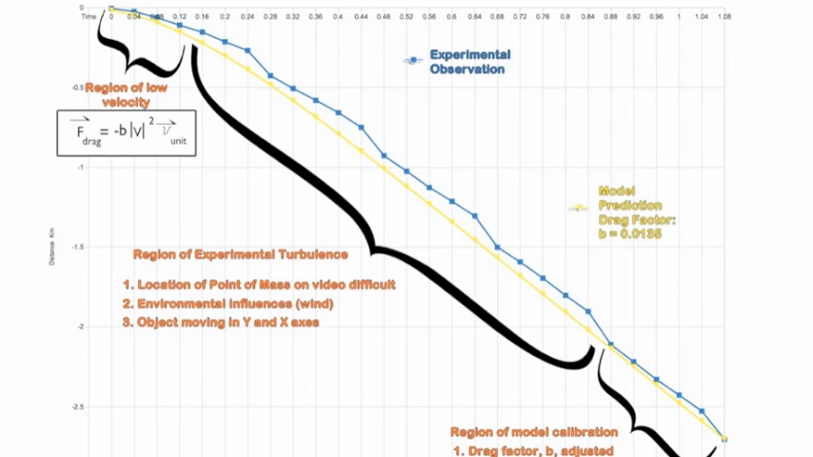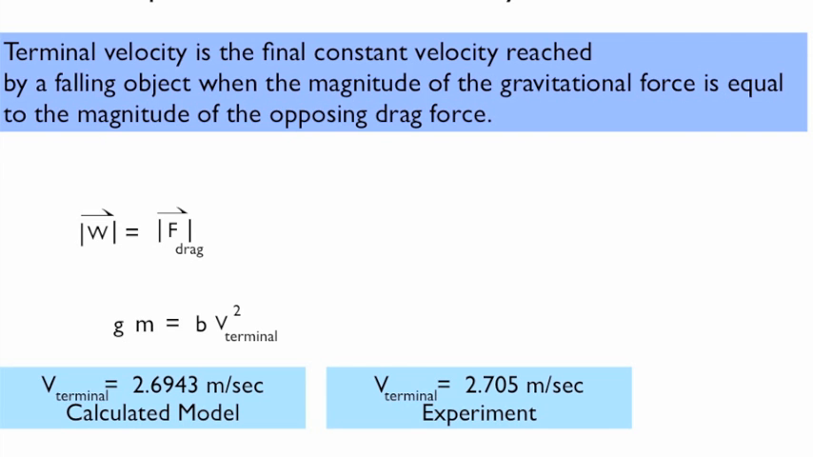Terminal velocity is the final constant velocity achieved by a falling object when the magnitude of the gravitational force is equal to the magnitude of the opposing drag force. That is given by the following expression.